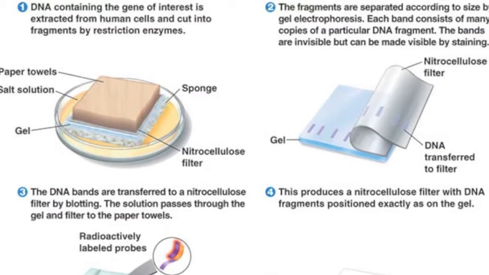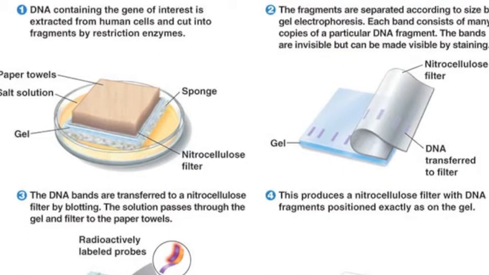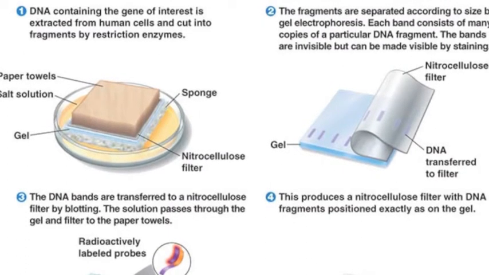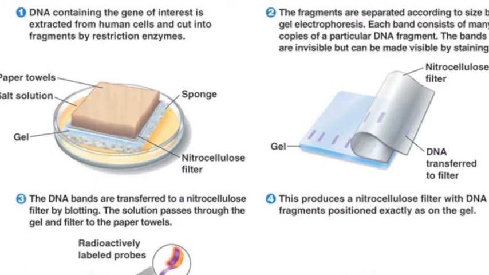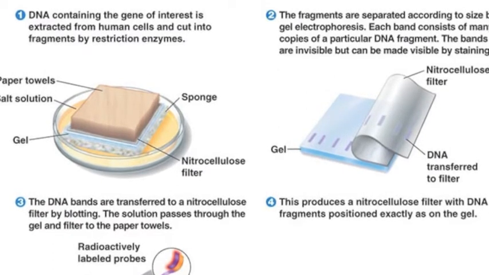So the third step is electrophoresis. The DNA samples have a slightly negative charge and can be separated by a technique called gel electrophoresis, which separates the pieces of the DNA based on their size.